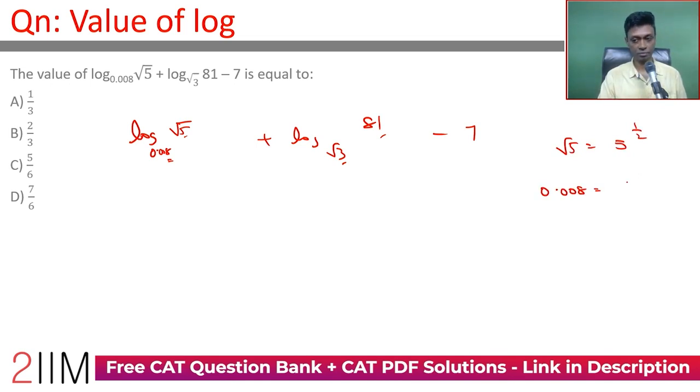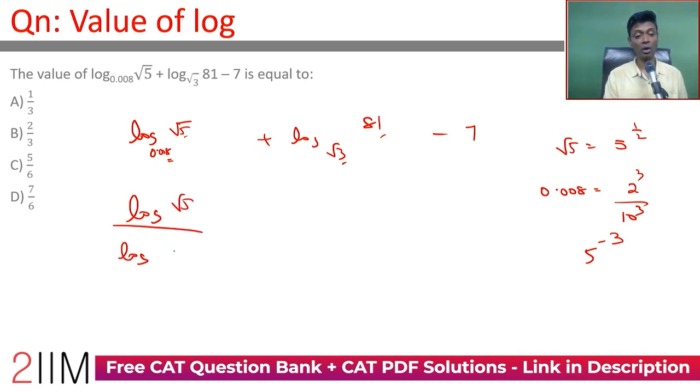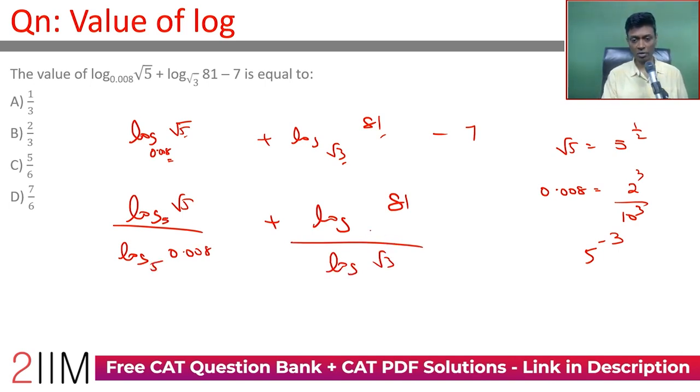0.008 is 2 cube by 10 cube, or this is 5 power minus 3. 1 by 5, 1 by 5 square, 1 by 5 cube, 1 by 125 is this number. I'm going to write this as log root 5 by log 0.008. Write this as log 81 by log root 3. Choose this base to be 5, this base to be 3, minus 7.